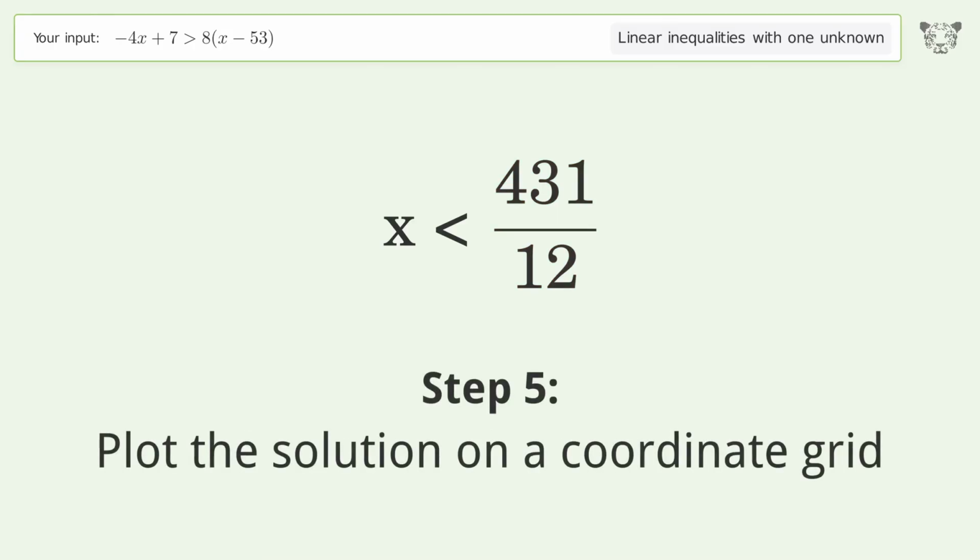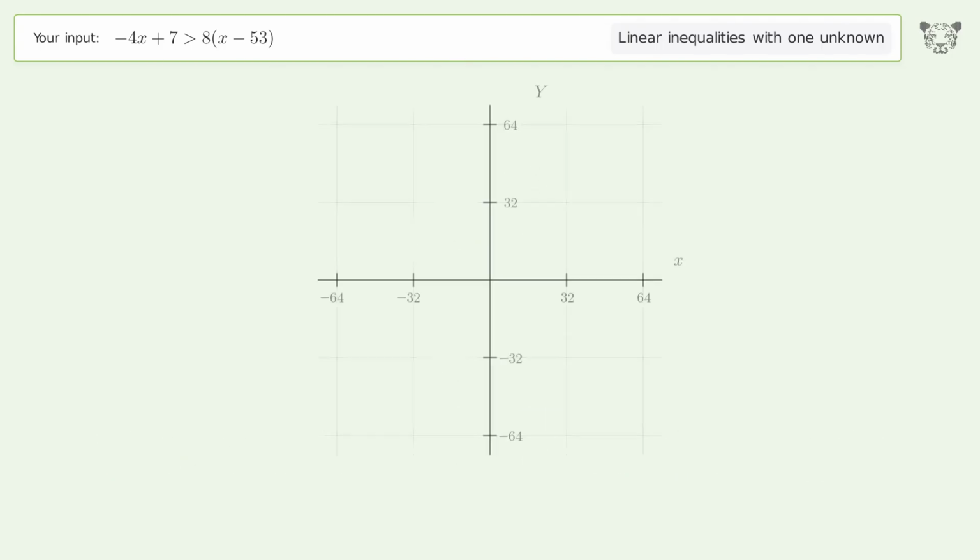Plot the solution on a coordinate grid. And so the final result is x smaller than 431 over 12 smaller than 3511 over 12.